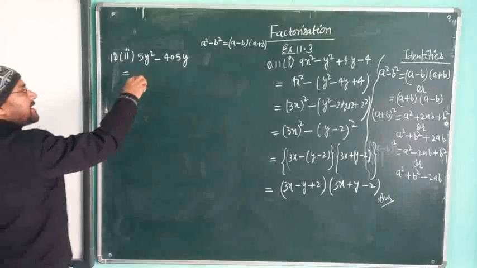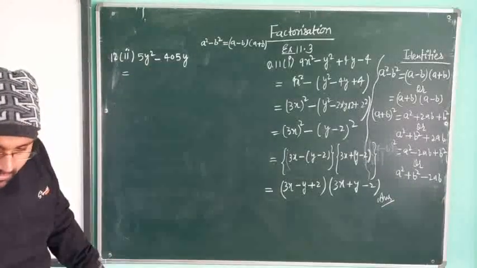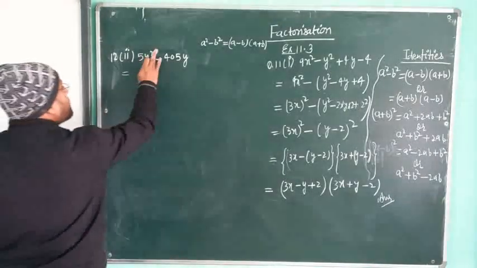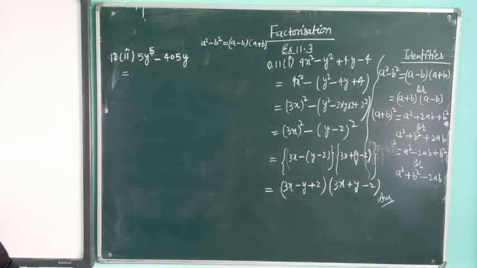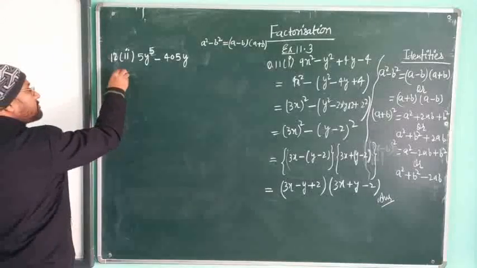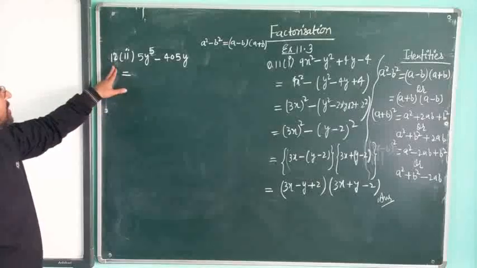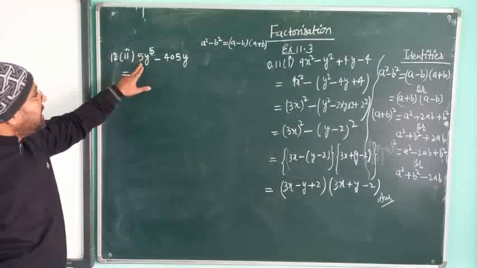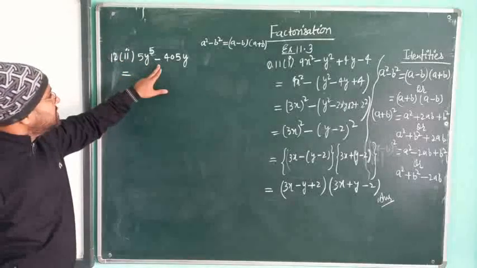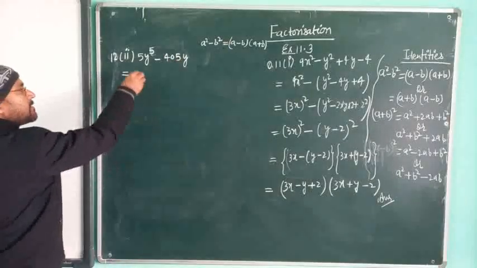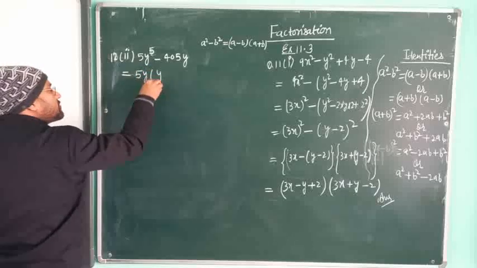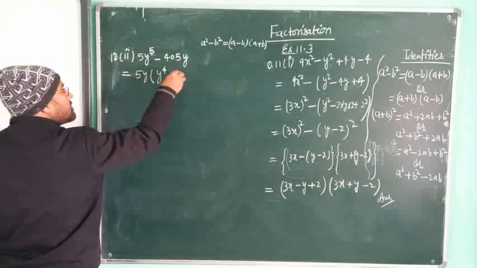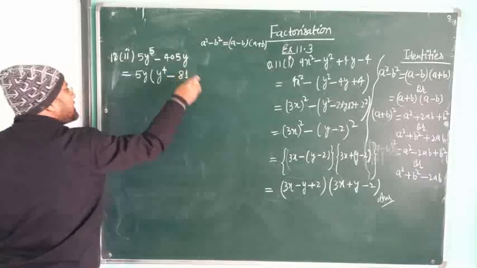So here you can take this y to the power 5. Sorry, 5y to the power 5 minus 405y. So I can take this one. This is your question, question number 12, the second part. 5y to the power 5 minus 405y. So I can take 5y as a common factor. So y to the power 4 minus 81.